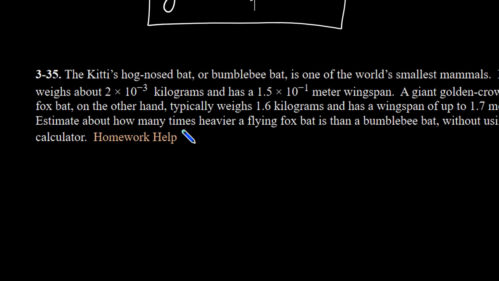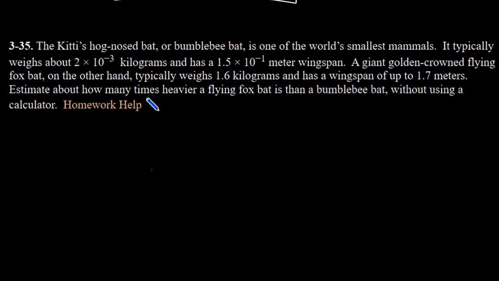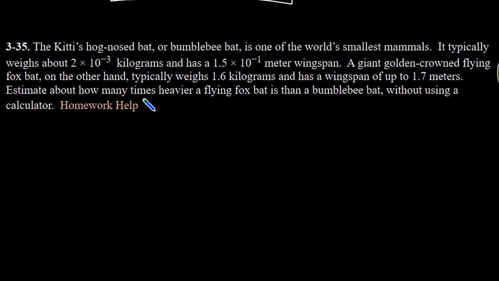Let's see. This next problem says, do not use your calculator. All right, I get you. I'm not going to use my calculator. The kitty hog-nosed bat, or bumblebee bat, is one of the world's smallest mammals. So tiny. It typically weighs about 2 times 10 to the negative third kilograms and has a 1.5 times 10 to the negative 1 meter wingspan. A giant golden-crowned flying fox bat, on the other hand, typically weighs 1.6 kilograms and has a wingspan of up to 1.7 meters.